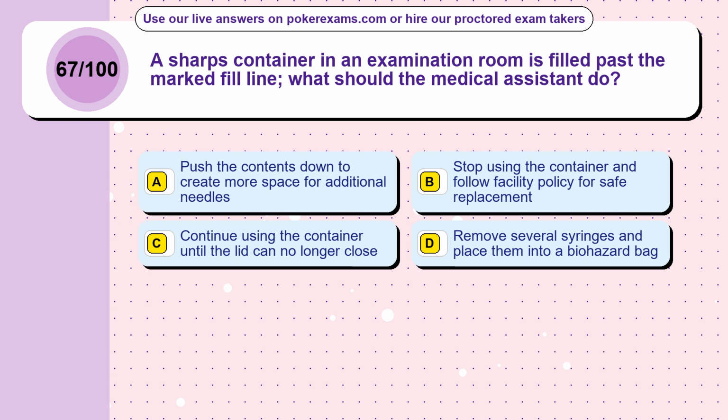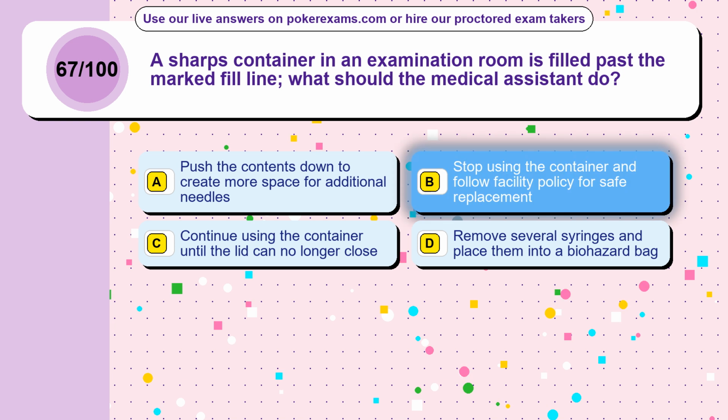Question 67. A sharps container in an examination room is filled past the marked fill line. What should the medical assistant do? Option A. Push the contents down to create more space for additional needles. Option B. Stop using the container and follow facility policy for safe replacement. Option C. Continue using the container until the lid can no longer close. Option D. Remove several syringes and place them into a biohazard bag. The correct answer is option B.